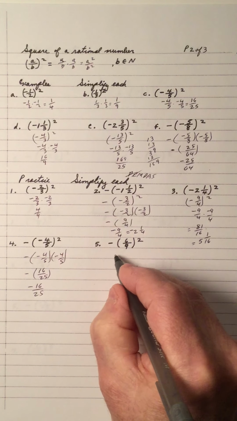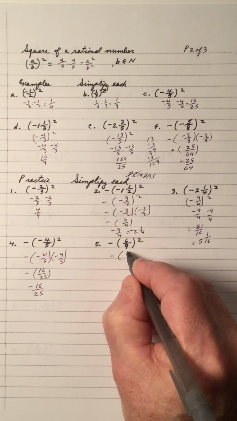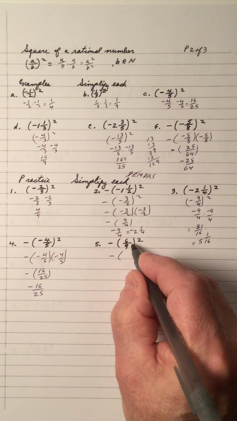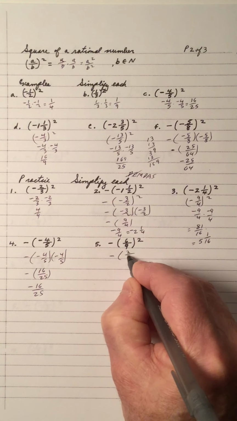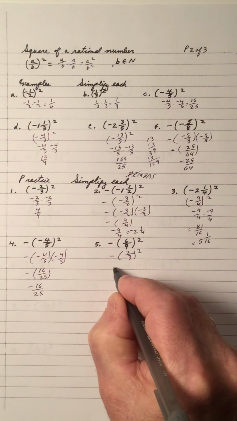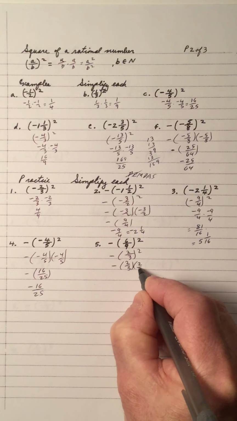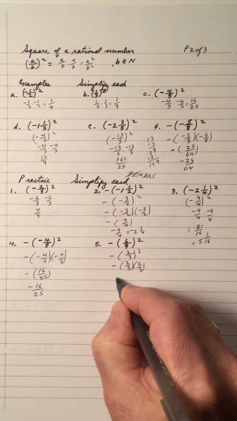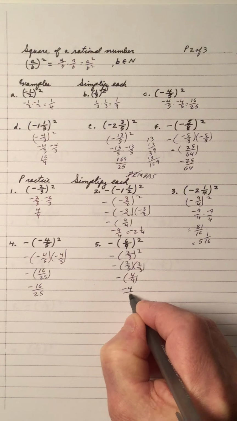And same thing here, number 5. It's a negative of, notice 6 over 9 can reduce, so if I reduce that now, it makes it easier on squaring. 3 into 6 goes 2, 3 into 9 goes 3, and now I've got 2/3 times 2/3. So that gives me the negative of 4 over 9, which is a negative 4 over 9.